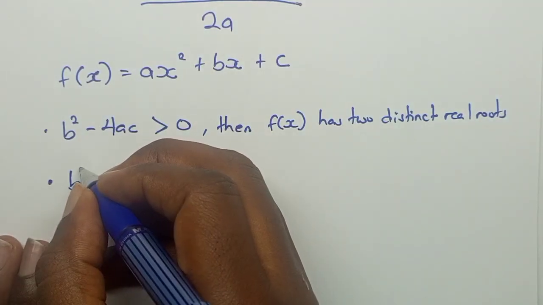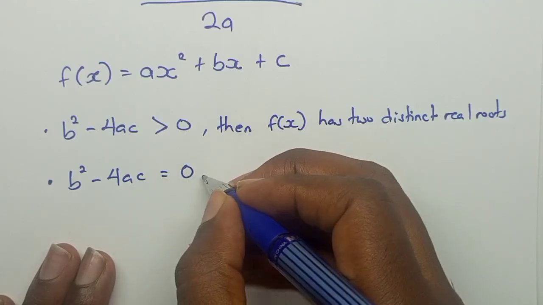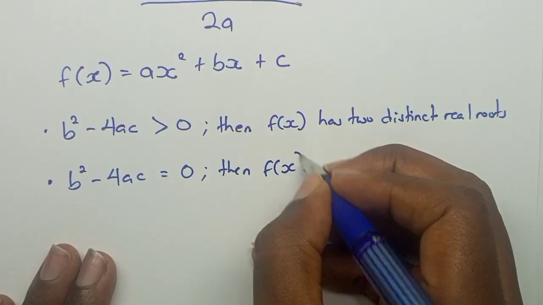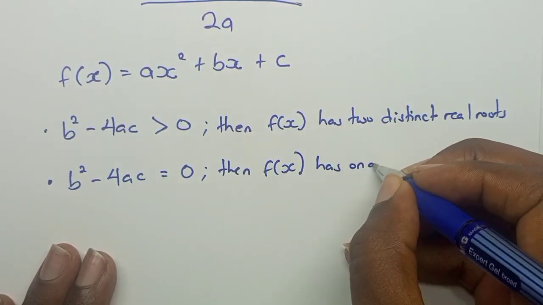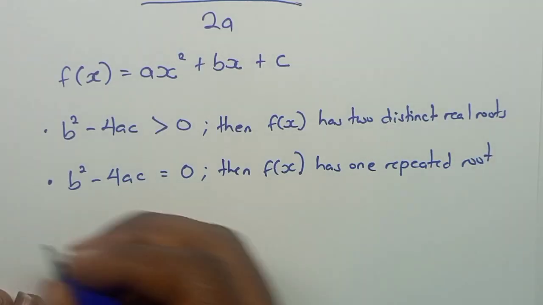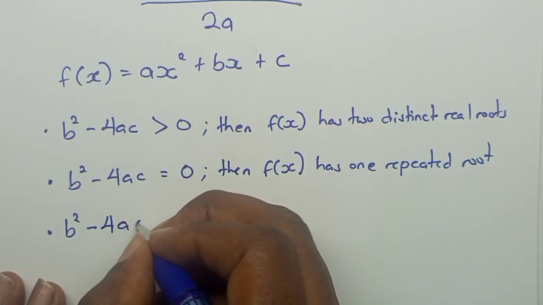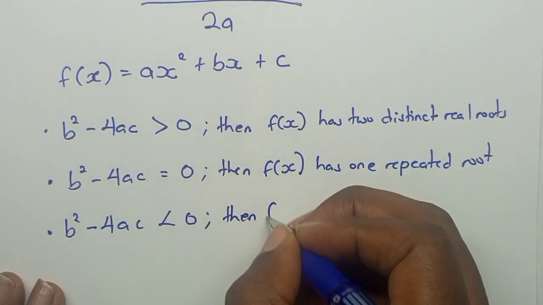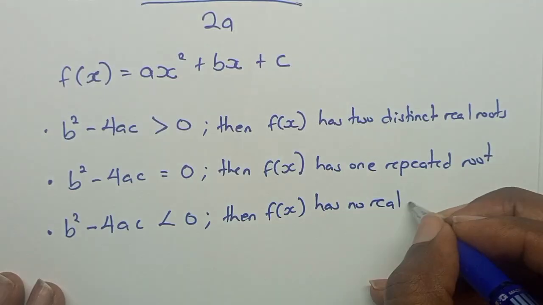If b squared minus 4ac, the discriminant, is equal to 0, then f of x has one repeated root. But if the discriminant b squared minus 4ac is less than 0, then f of x has no real roots.